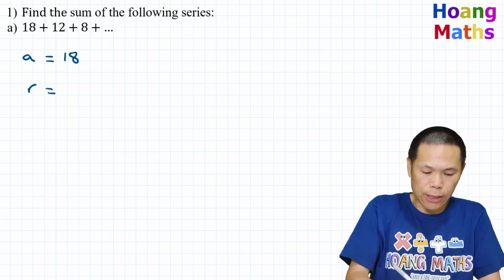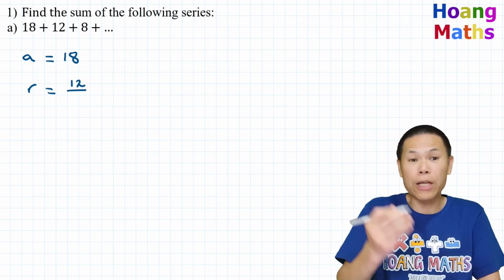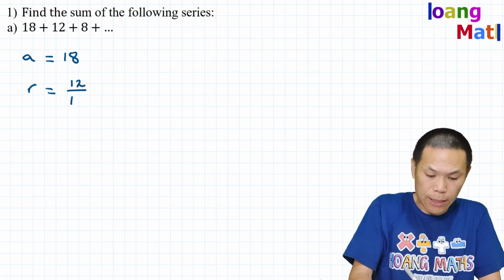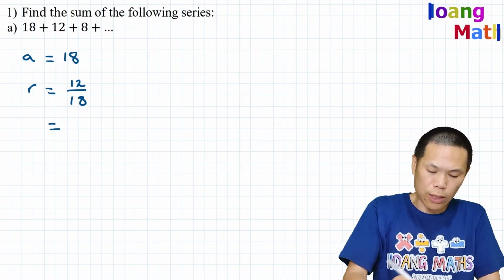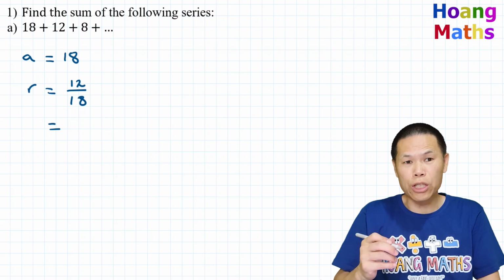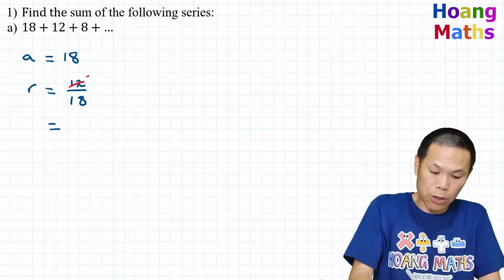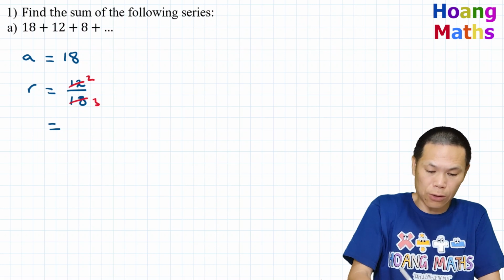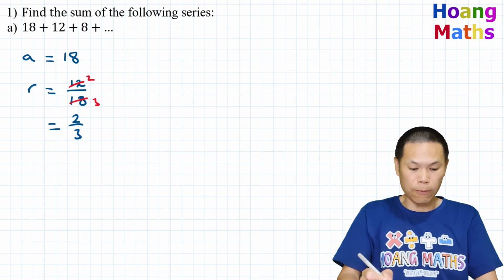In this case I just use term 2, that is 12, divided by term 1, that is 18. If I quickly simplify this, or of course you can put that in a calculator, both divided by 6, that gives me 2 over 3. So the common ratio is 2 over 3.